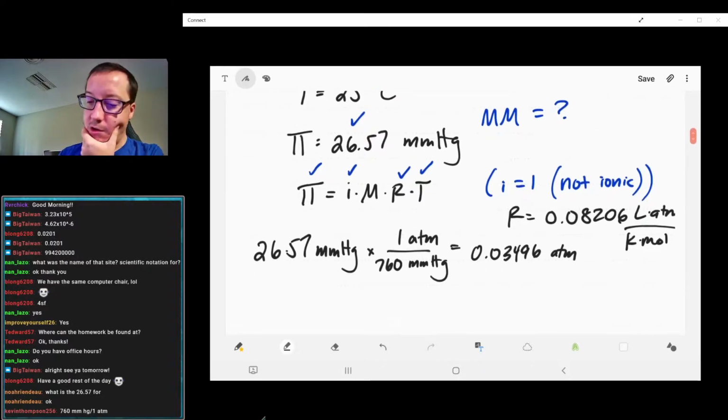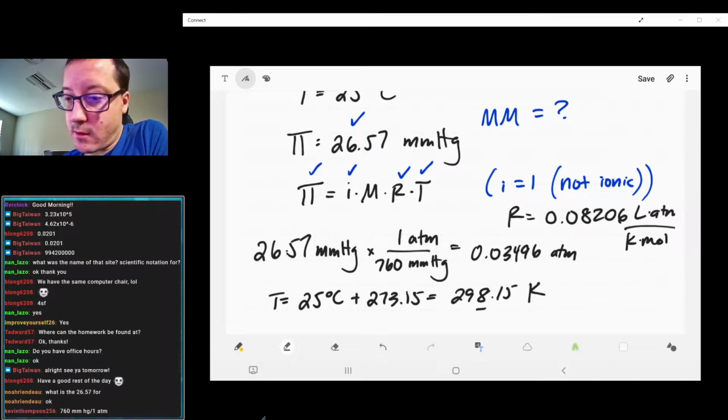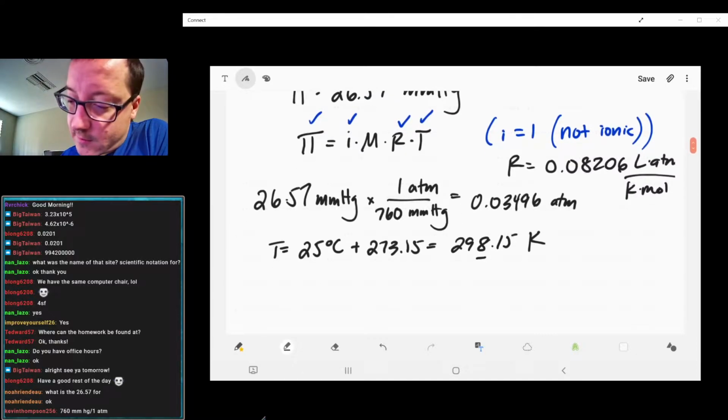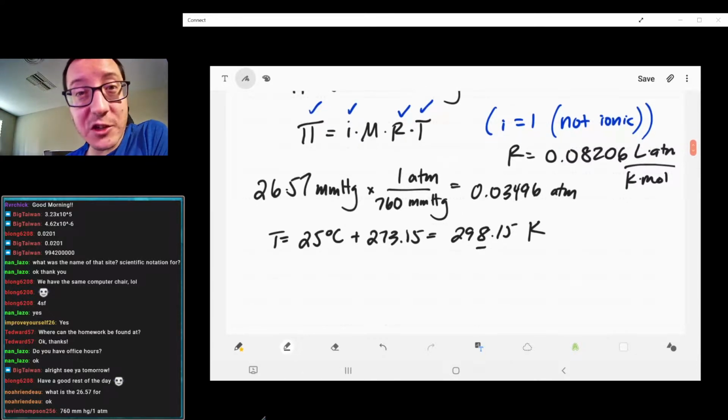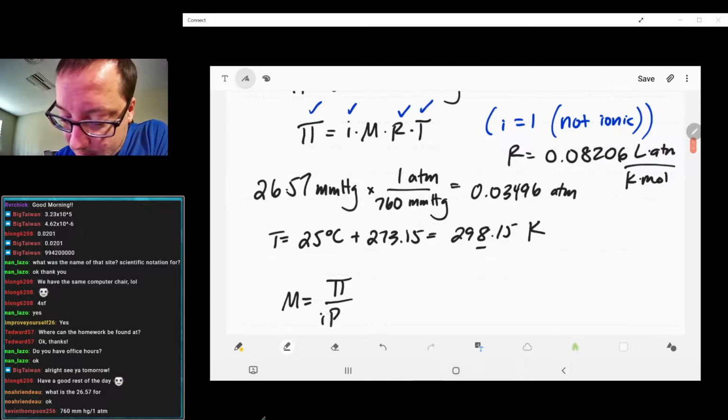Alright, temperature. Remember to go to Kelvin. We had 273.15. So we're going to have 298 as our Kelvin value. So if we go ahead and do this, now we have enough information and everything's in the correct units to work with our problem. So it was pi over iRT.